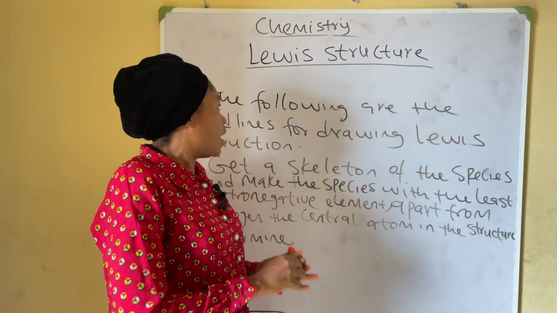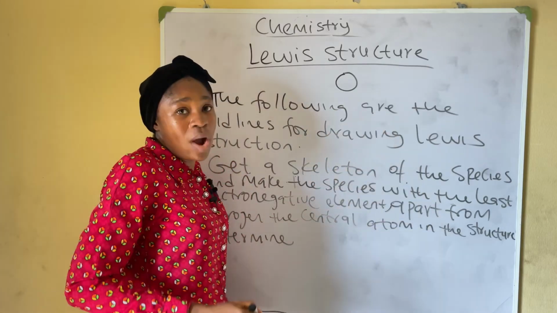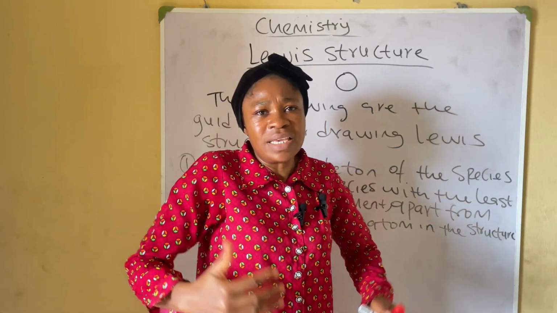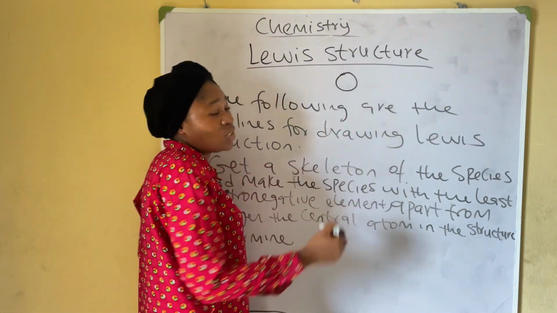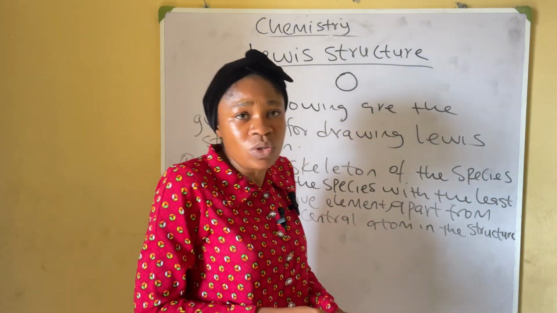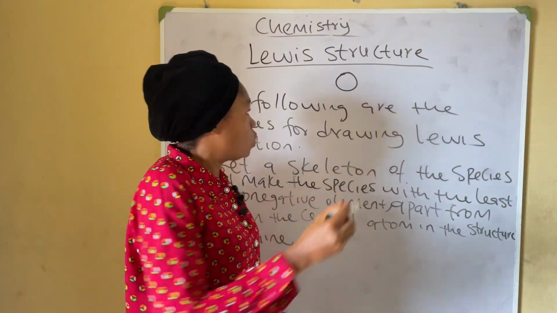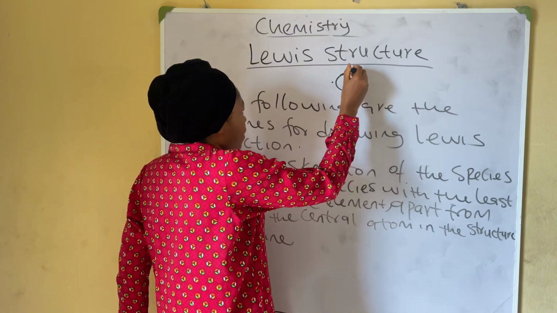Look at this diagram, for instance. Look at this oxygen atom. The inner electrons are omitted because they don't take part in chemical bonding. Oxygen has 6 electrons in the outermost shell, so I'm going to be using dots or circles. I prefer dots. So it has 1, 2, 3, 4, 5, 6.